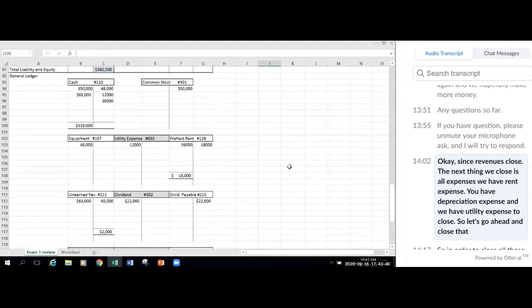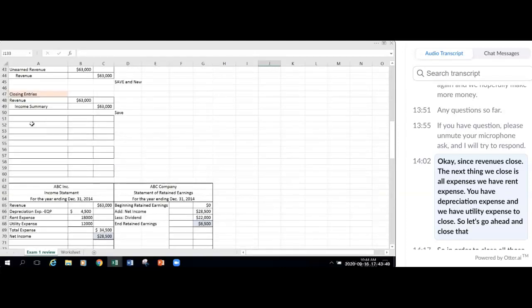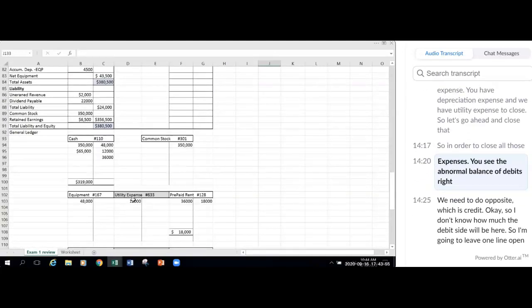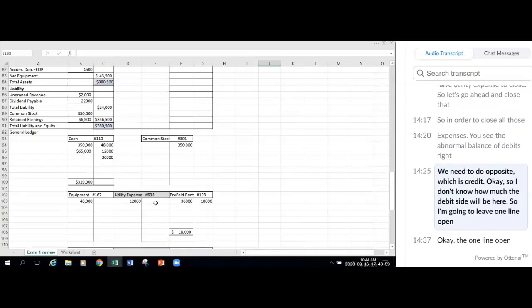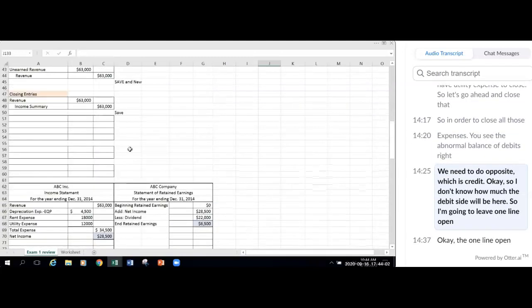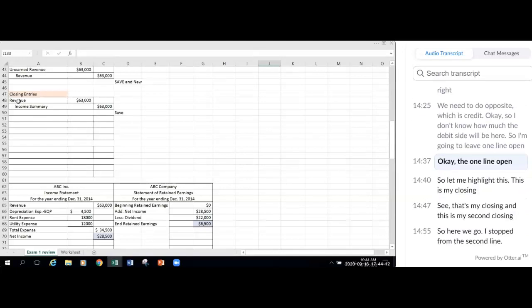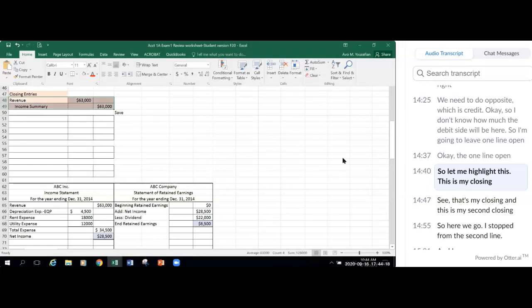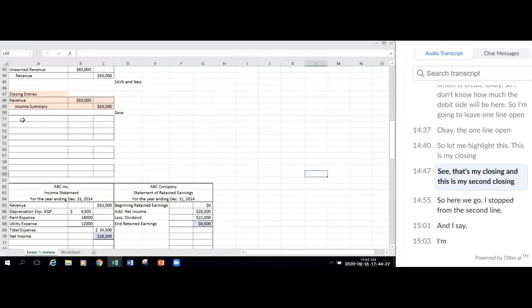Okay, since revenue is closed, the next thing we close is all expenses. We have rent expense, we have depreciation expense, and we have utility expense to close. So let's go ahead and close that. So in order to close all those expenses, you see they have a normal balance of debit, right? We need to do the opposite, which is credit. Okay, so I don't know how much the debit side will be here, so I'm going to leave one line open. So let me highlight this. This is my closing. And this is my second closing.